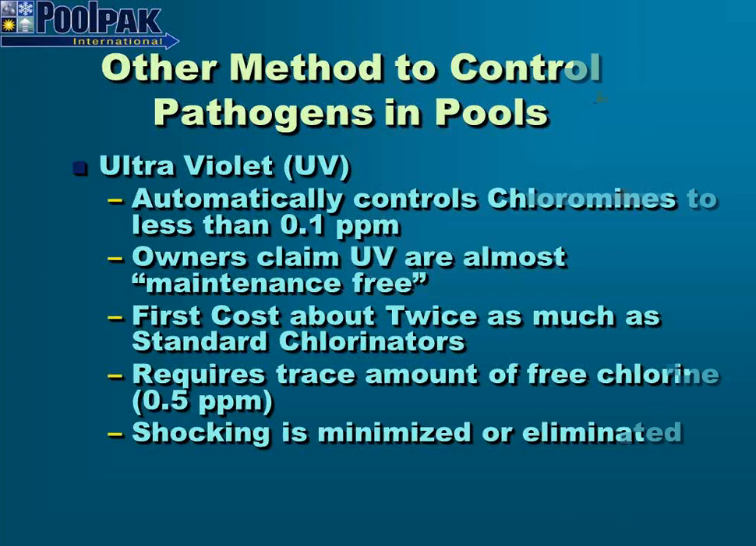This is what an ultraviolet device looks like. You can see the water pipe going to and from it. And what we do is there's an ultraviolet light inside it. The water passes through the device and is exposed to the ultraviolet light in the appropriate intensity and duration, and it breaks down chloramines.